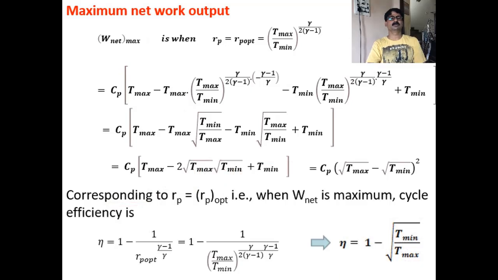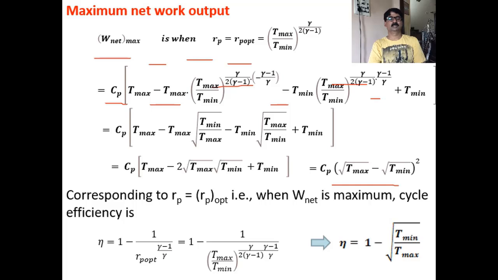So now if you substitute, W net max is equal to W net at rp equal to rp opt, which is equal to (T max by T min) to the power gamma by 2(gamma minus 1). If you substitute in the expression for W net max, that is Cp into T max minus T max into (T max by T min) to the power, and similarly minus T min into (T max by T min) to this power, plus T min. So if you simplify, you will get W net maximum is equal to (root of T max minus root of T min) whole square.